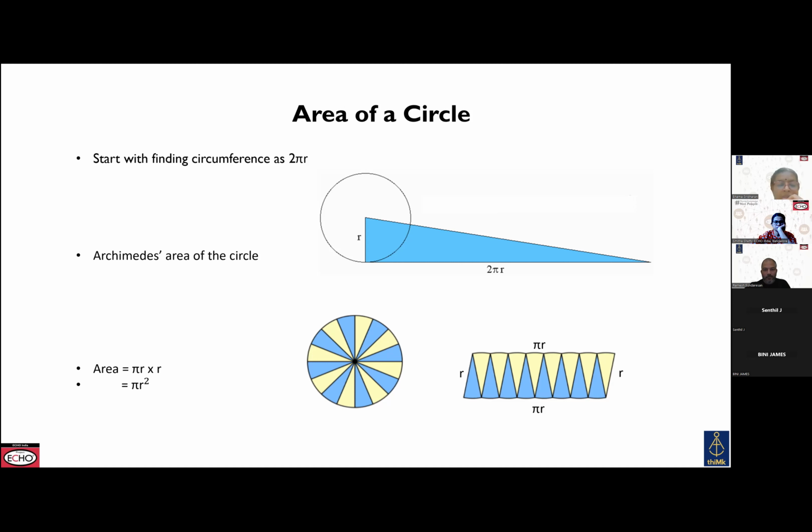I think we have to slow down on the circle also, because it changes the intuition itself, and to imagine the small square inside is critical. So we take the help of the rectangle and the triangle and figure this out.